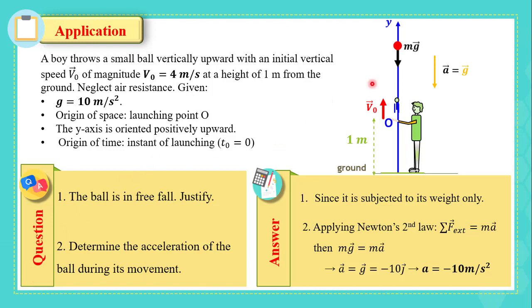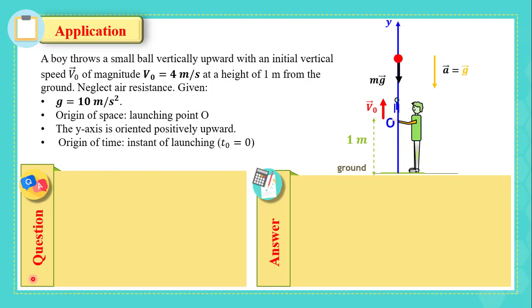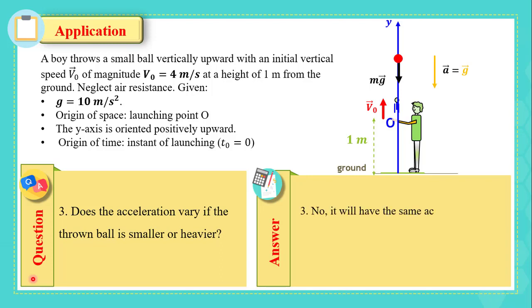Since the y-axis is oriented positively upward and g is directed vertically downward, it is equal to -10j, which means that a is equal to -10 meters per second squared. Now let's move to the third part. Does the acceleration vary if the thrown ball is smaller or heavier? Actually, this information was mentioned a lot in the video. Then the answer is no, it will have the same acceleration since in a free fall the acceleration is independent of the mass of the object.